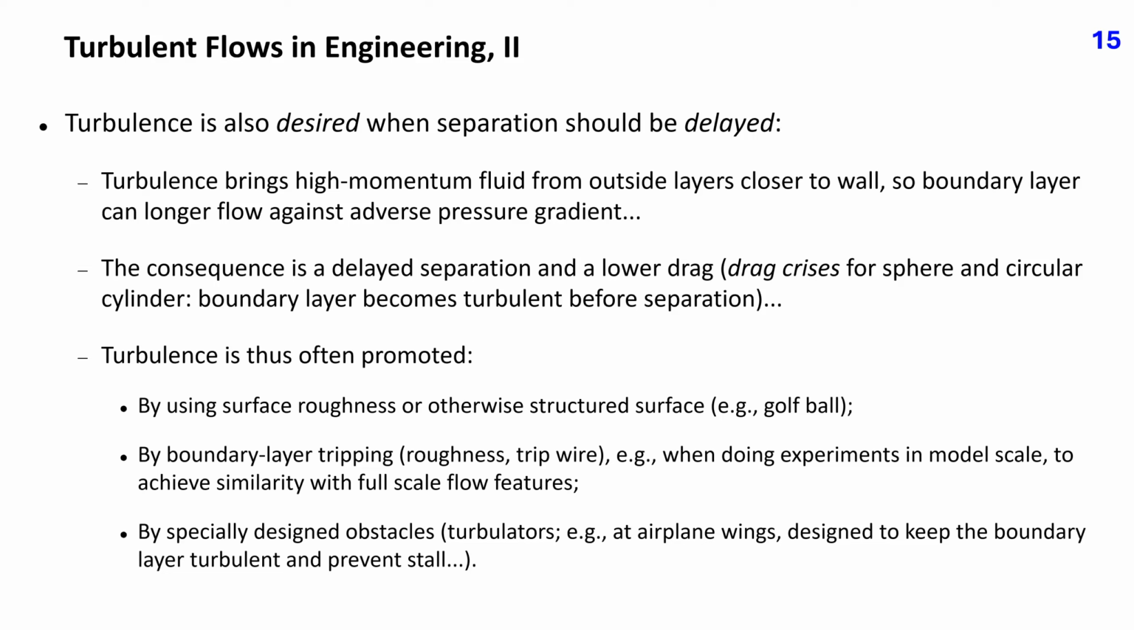By boundary layer tripping, applying local roughness or a trip wire, for example when doing experiments in model scale to achieve similarity with full-scale flow features. Or by installing specially designed obstacles, often called turbulators, for example on airplane wings, designed to keep the boundary layer turbulent and prevent or postpone separation.